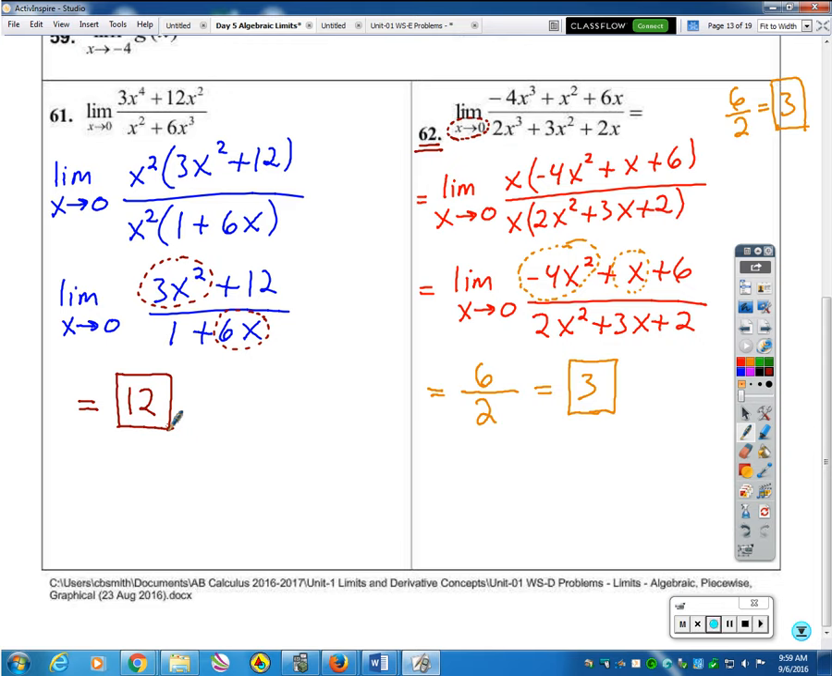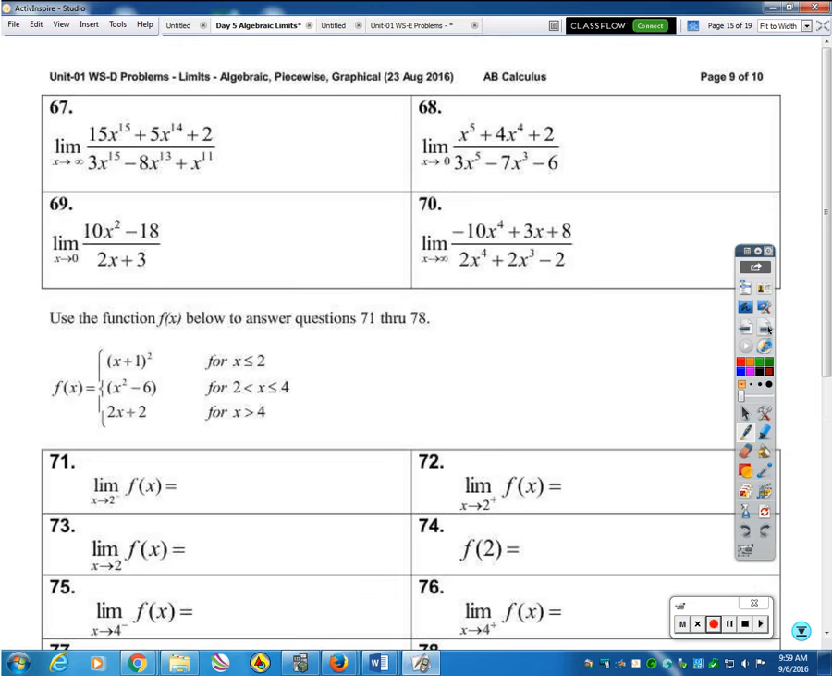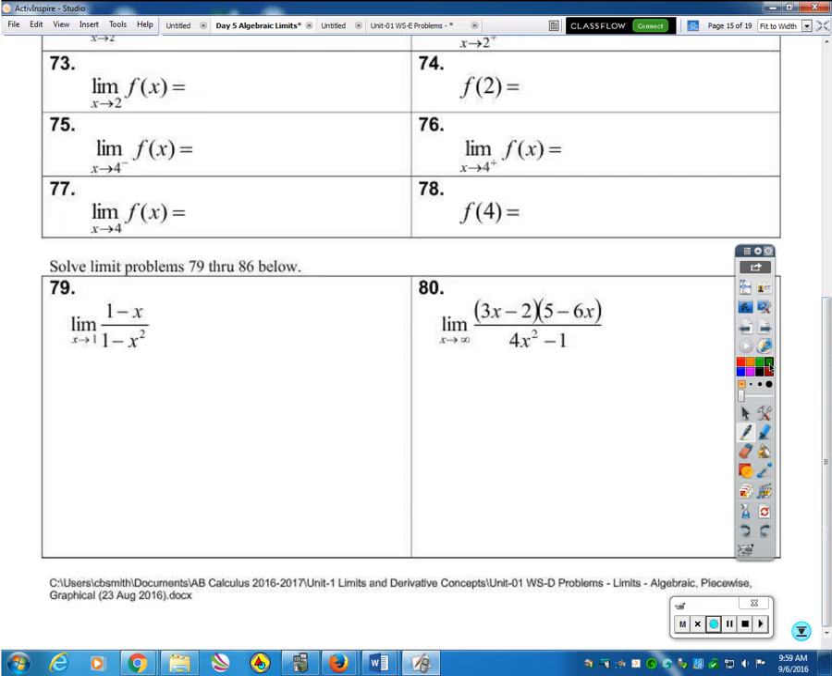Watch the clock. Number 79. I look to factor. I remember that anytime I have a difference, I can always factor. You simply take the square root of the first term. The square root of 1 is 1. Take the square root of the second term. The square root of x squared is simply x. Then it's just plus minus.